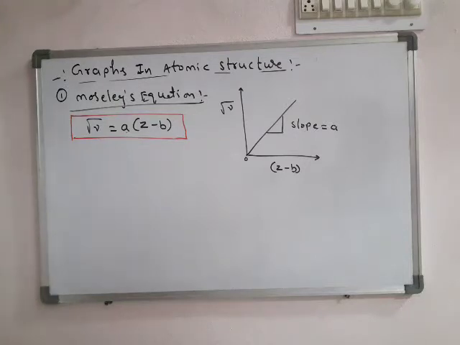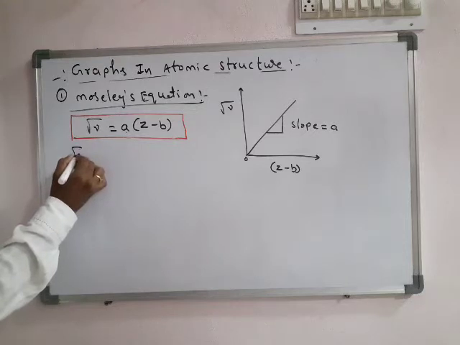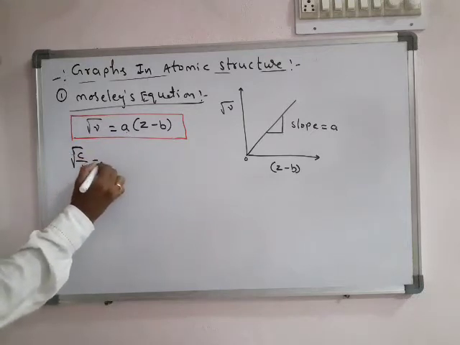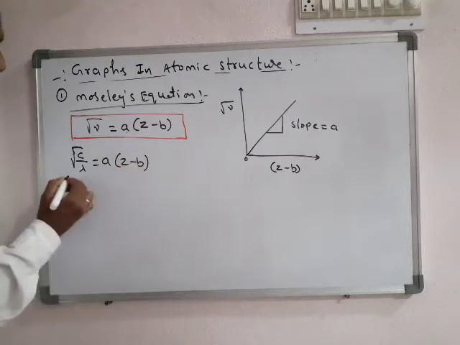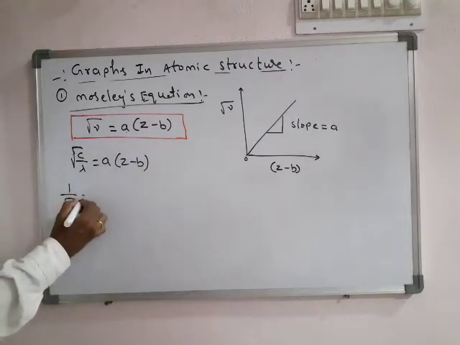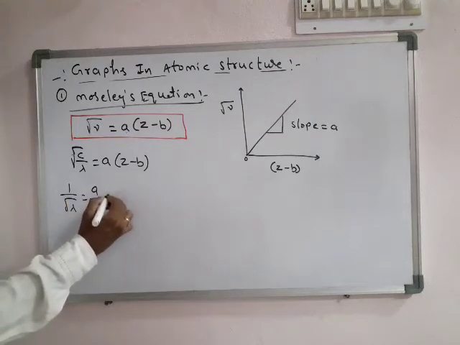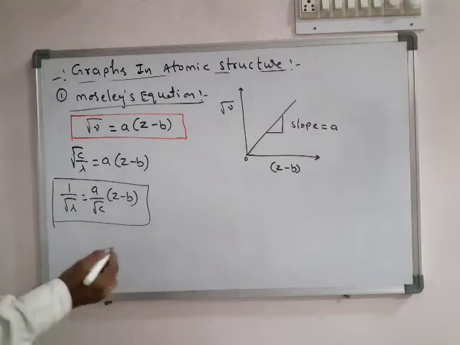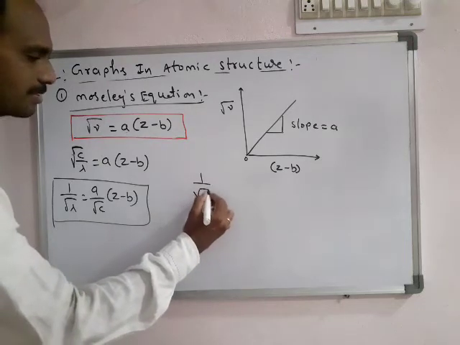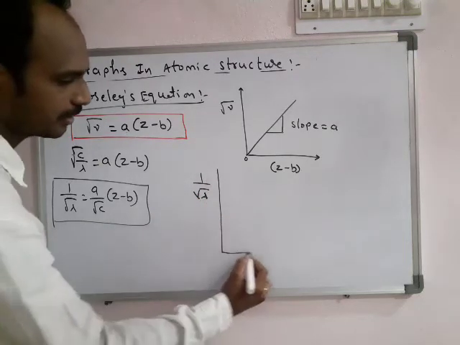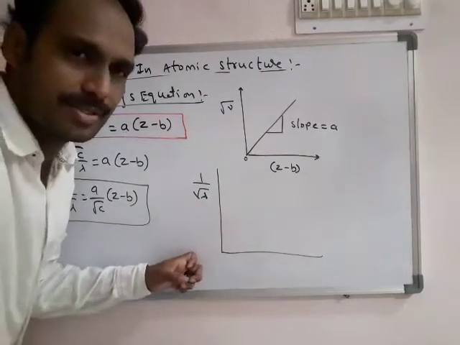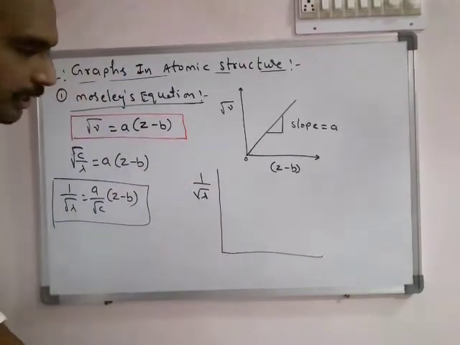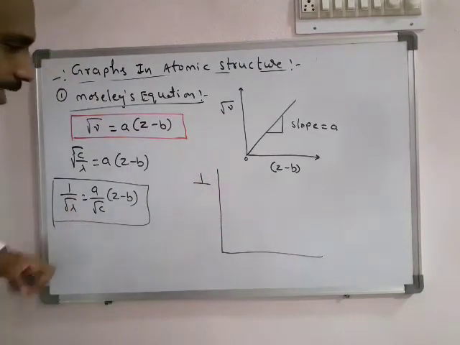Online we can change it like this. In the place of nu, we can write the nu value in terms of lambda. Nu is equal to c by lambda, that is a into z minus b. So make it 1 by root lambda, and root c comes to here. This is also given in some questions. Now take 1 by root lambda on the y-axis. Actually these are different questions from different exams. So how did they get this type of graphs? We are taking those expressions here, taken from different questions.